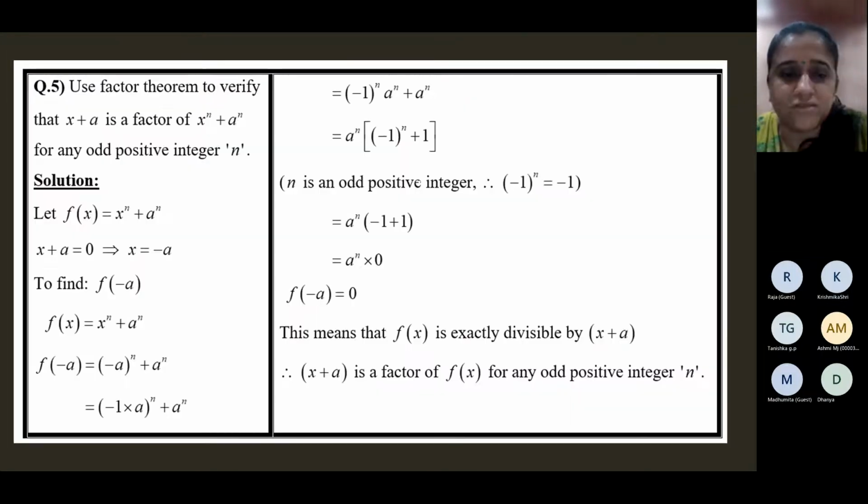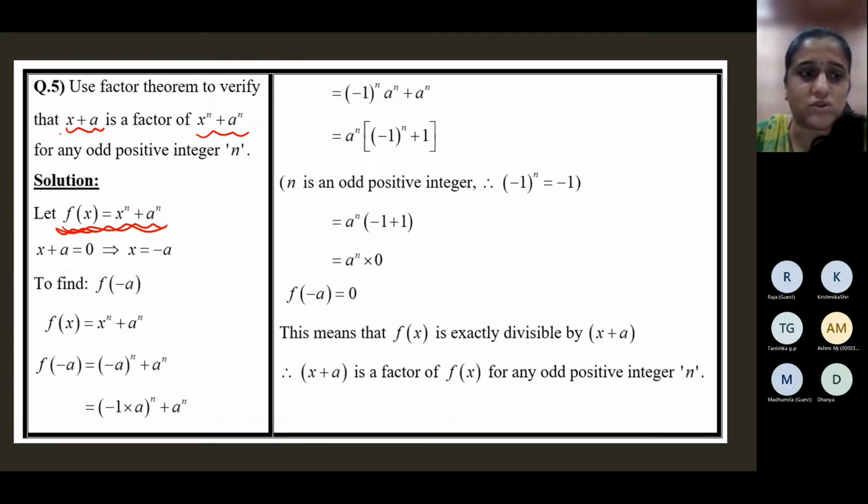So let's see how to do that. Look at the screen, children. Let f of x be equal to x to the power n plus a to the power n. Let's name it, okay? Now, x plus a is the expression given. We have to show that x plus a is a factor of this one. So equate it to 0. x plus a is equal to 0, x is equal to minus a.